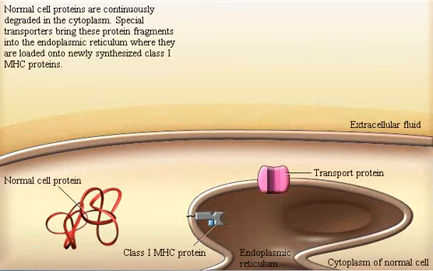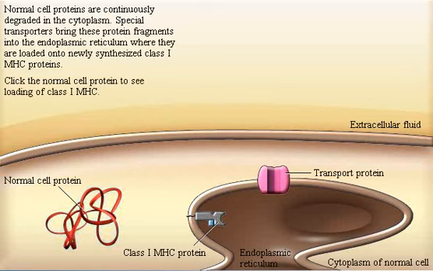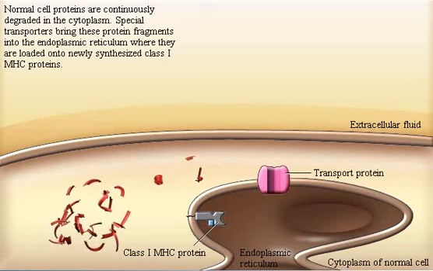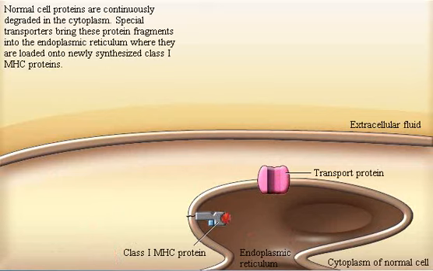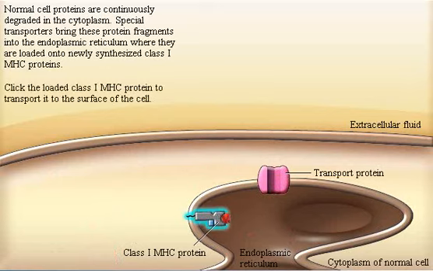Normal cell proteins are continuously degraded in the cytoplasm. Special transporters bring these protein fragments into the endoplasmic reticulum, where they are loaded onto newly synthesized Class I MHC proteins. Click the normal cell protein to see loading of Class I MHC. Click the loaded Class I MHC protein to transport it to the surface of the cell.